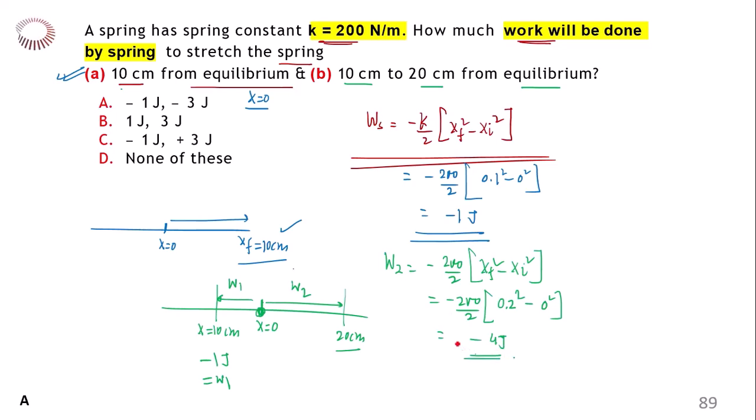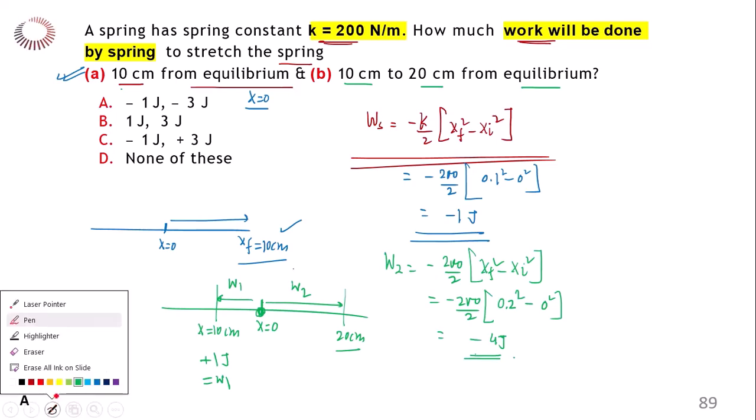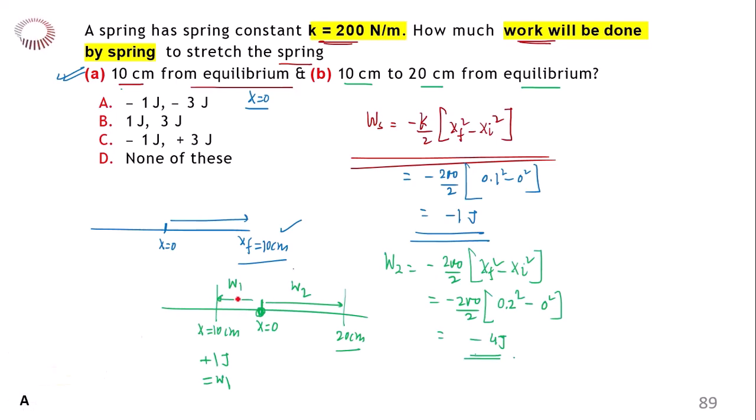So these are negative. So total work is minus 4 joule. So minus 4 joule is for the W2 part. The W1 part is not minus 1 joule, that should be plus 1 joule. Why? Because initially you are moving from 10 to 0. You are not moving in this direction, you are moving in this direction. So it should be plus 1 joule. So once it's plus 1 joule and minus 4 joule, the total work is minus 4 plus 1, which means W net should be equal to minus 3 joule. Okay, this is the answer.